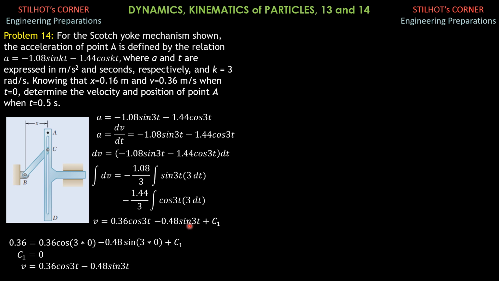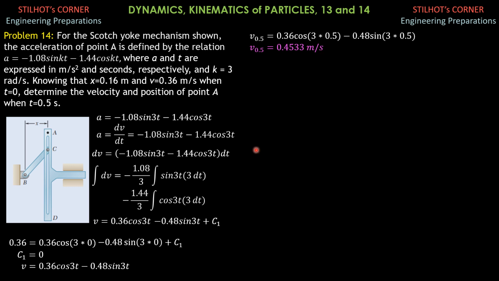We then substitute 0.5 for t to evaluate the velocity when time is 0.5 seconds. So v sub 0.5 is 0.36 cosine of 3 times 0.5 minus 0.48 sine of 3 times 0.5. Setting your calculator in the radian mode, then let's evaluate this expression. Velocity when time is 0.5 seconds is equal to 0.4533 meter per second.